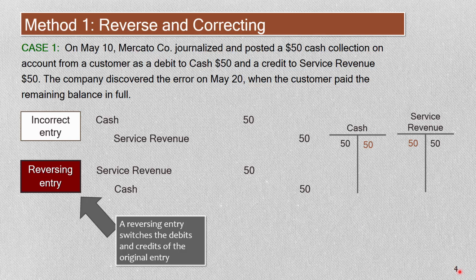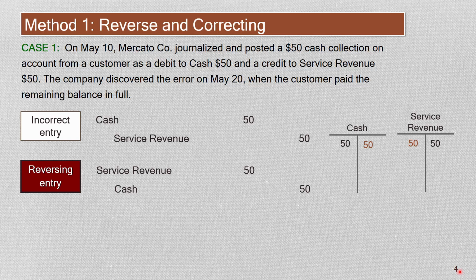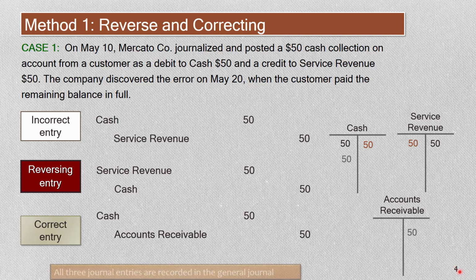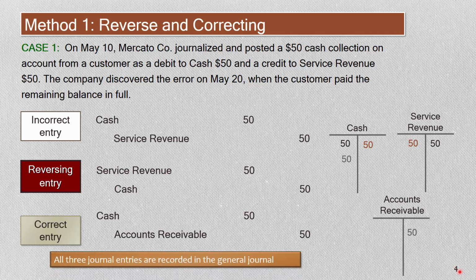Now that we've canceled out the old entry, all we have to do is go in and put in the correct entry. They should have debited cash for the 50 and credited accounts receivable because it was a collection on the account. And now we can see that when you have all three entries, we end up with a $50 increase in cash and a $50 decrease in accounts receivable. So under this method, all three of these journal entries have been recorded in the general ledger. The original incorrect, then the reversing, then the correct.